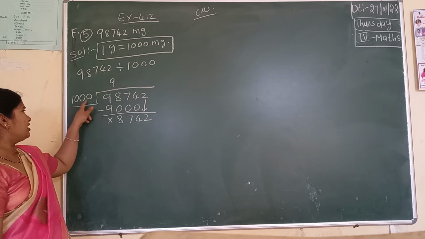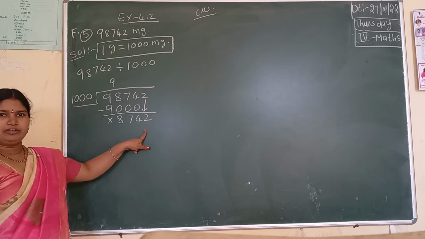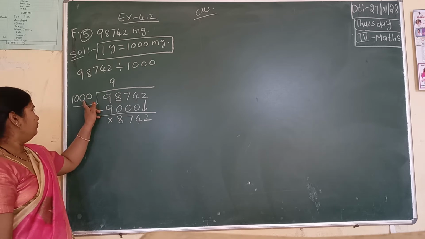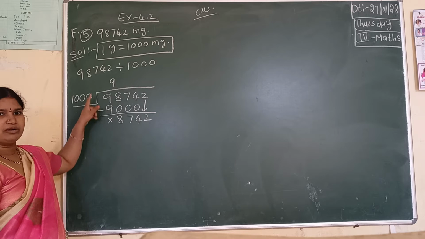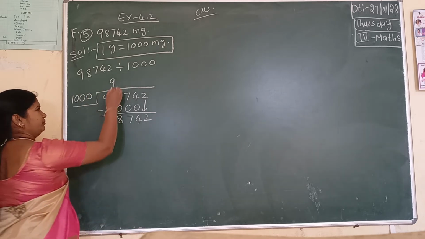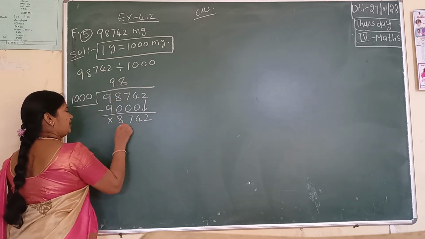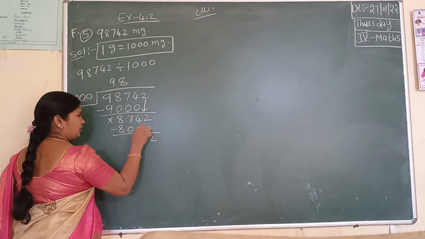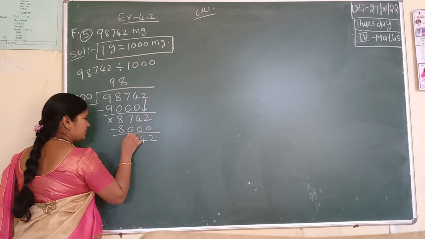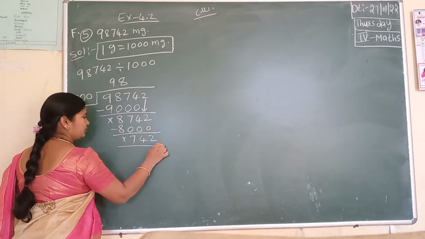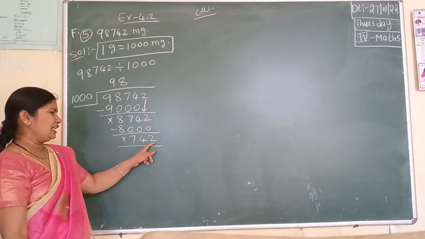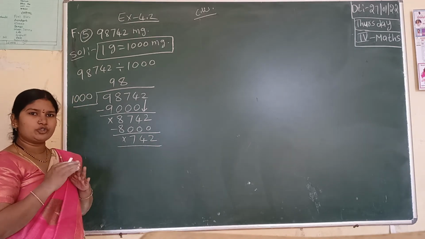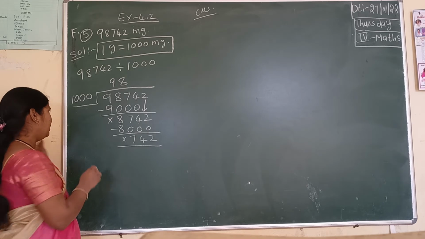Why? Because it is also a 4-digit number. Easily we are getting the division. In the 1000 table, 1000 eights are 8000. 2 minus 0 is 2, 4 minus 0 is 4, 7 minus 0 is 7, 8 minus 8 is 0. Here we got a 3-digit number. 1000 is a 4-digit number. Division is not possible. You have to stop doing the division.